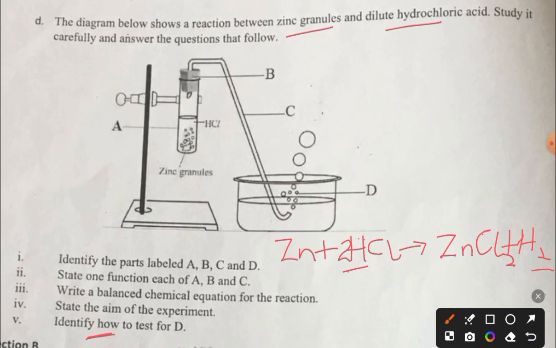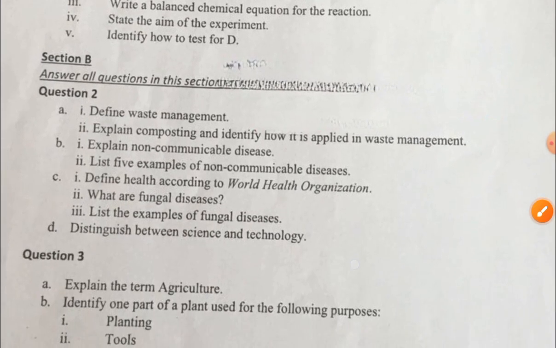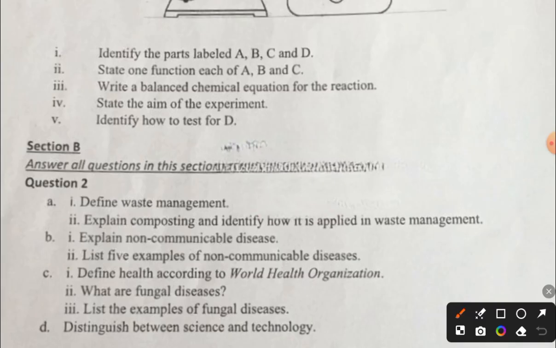Great. So we are done with the particle aspect. We continue from question 2. We are asked to define waste management, explain composting and identify how it's applied in waste management, explain non-communicable diseases, then 5 non-communicable diseases, define health according to World Health Organization, the fungal diseases, and distinguish between science and technology.